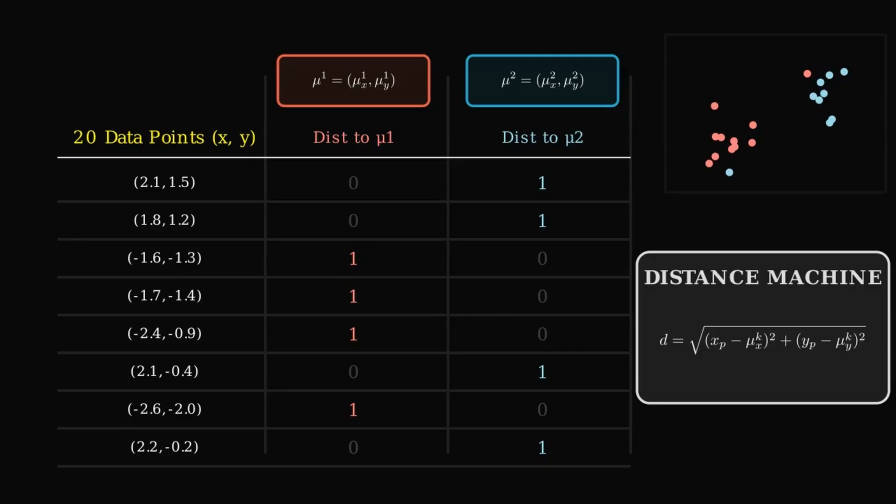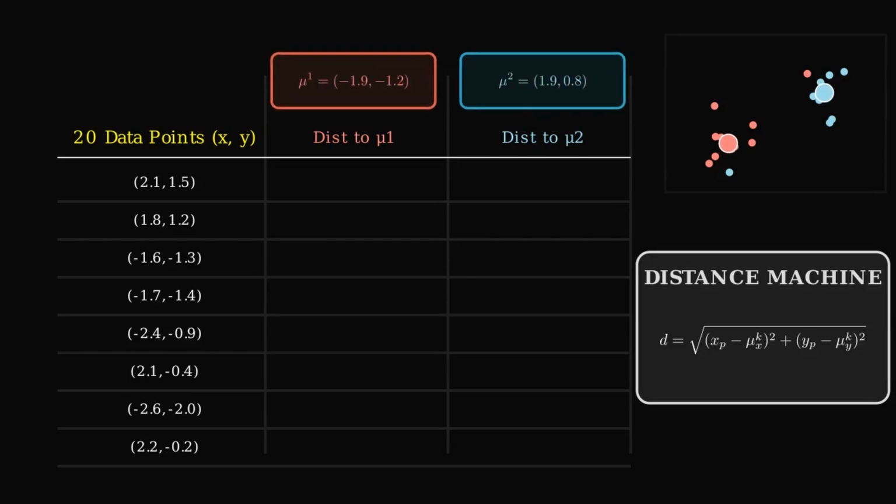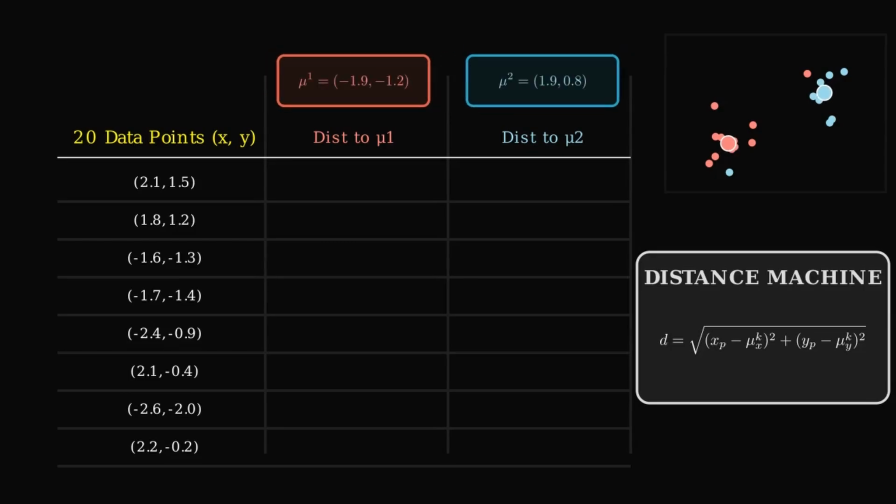K-means will now update the centroids by calculating the mean of the points in each cluster, with 11 red points and 9 blue points. Each red point is assigned a weight of 1 over 11, and each blue point 1 over 9. By averaging these coordinates, we find the new centers of our clusters. We update our centroids to these new positions, clearing our workspace for the next iteration.